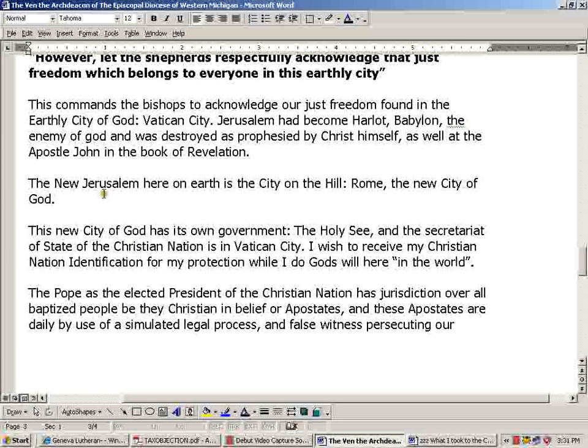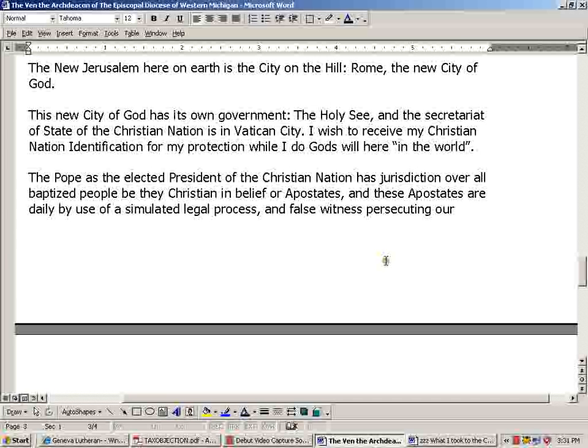The New Jerusalem here on earth is a city on the hill, Rome, the city of God. It's the new city of God. It's New Jerusalem. This new city of God has its own government, the Holy See, and the Secretary of State of the Christian Nation is in Vatican City. I wish to receive my Christian Nation identification for my protection while I do God's will here in the world. The Pope, as the elected president of the Christian Nation, has jurisdiction over all baptized people, be they Christians in faith or apostates.